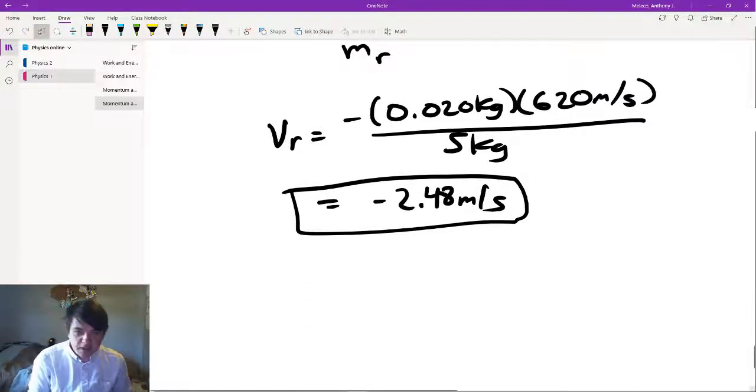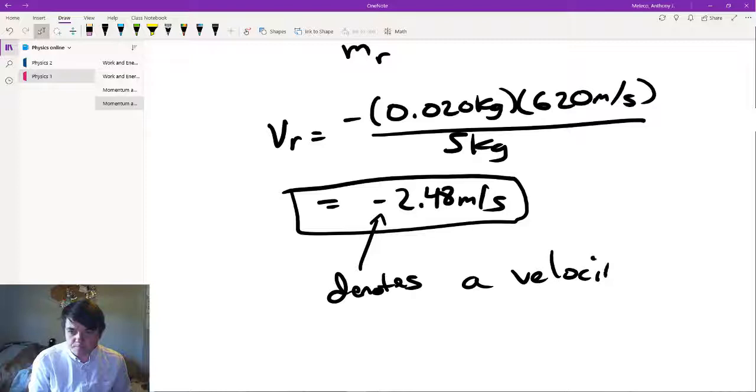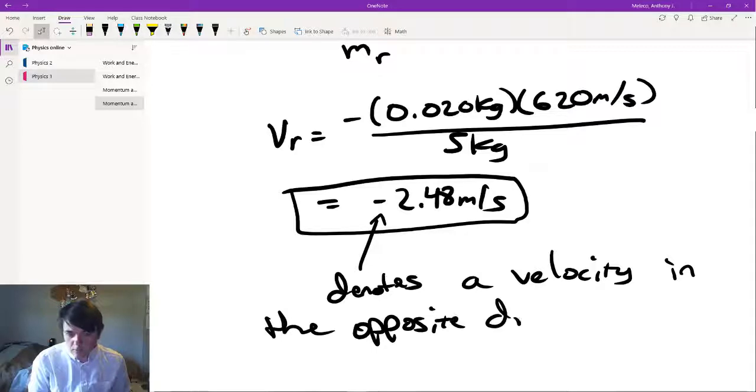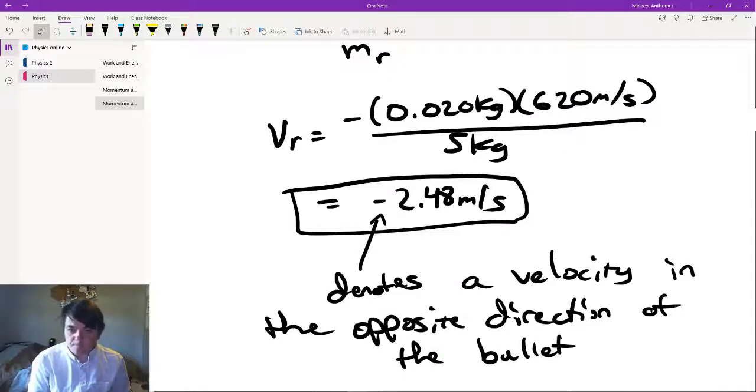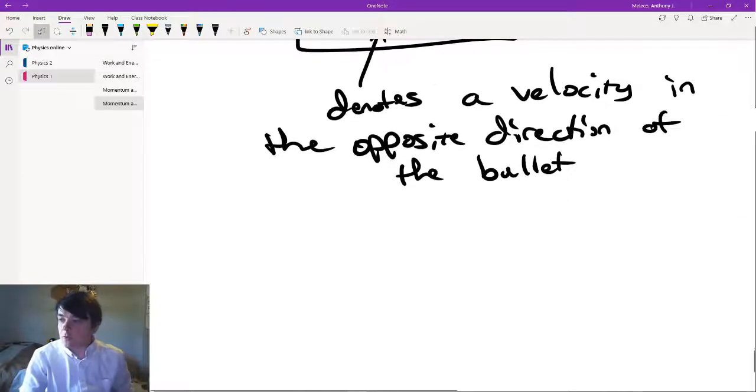And again, this minus denotes a velocity in the opposite direction of the bullet. That's to the left in our case because of how I drew the problem. All right.